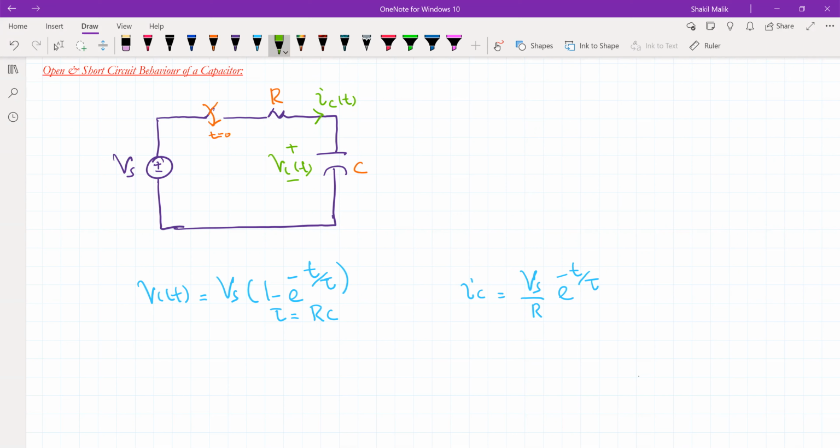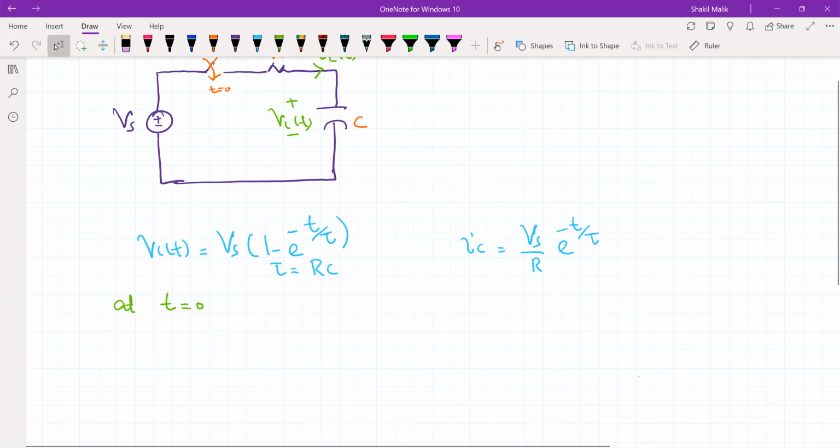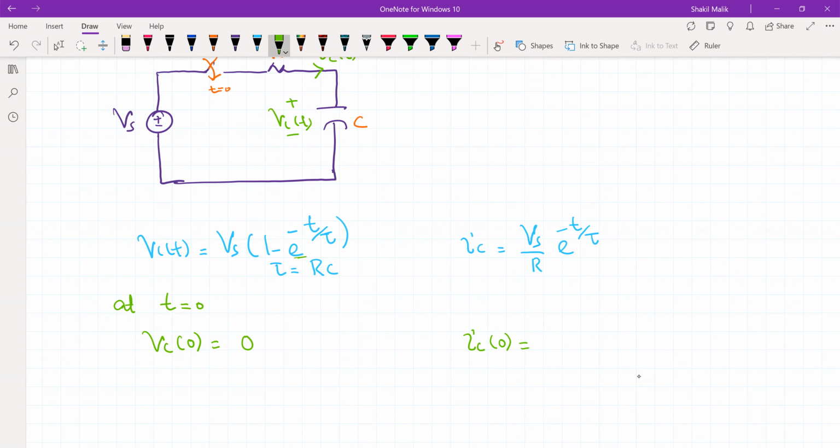All right. Now, what we are going to do is check the value of the voltage and current at t equal to 0. So at t equal to 0, what's the value of the voltage? You can see Vc of 0 is equal to 0, because this quantity is 1, so 1 minus 1 will be 0. And the current at t equal to 0 will be simply Vs by R, because this exponent will be simply equal to 1.